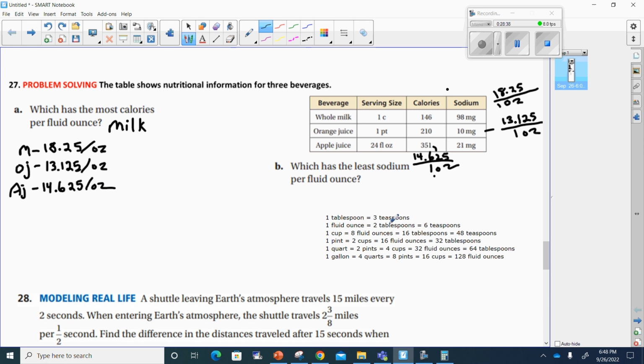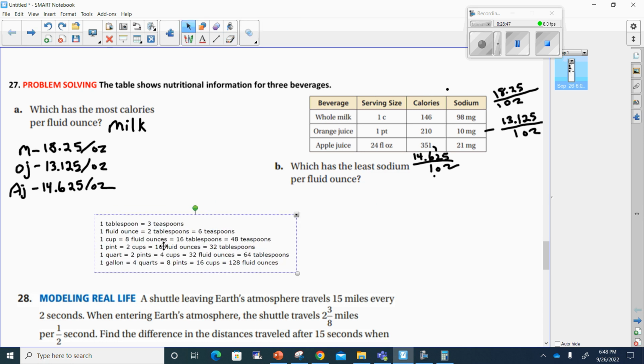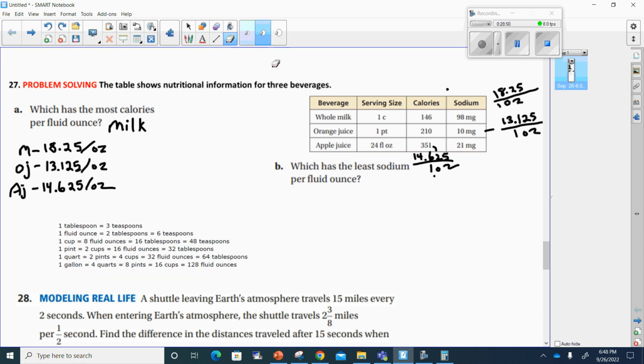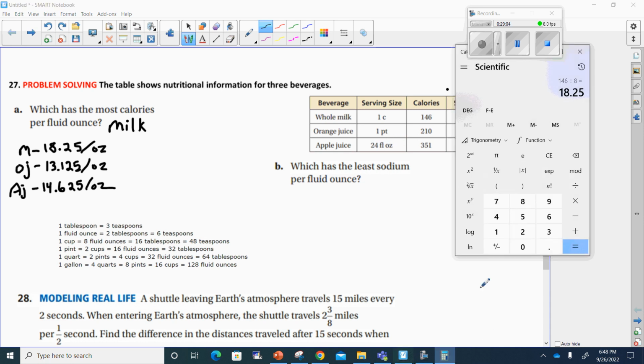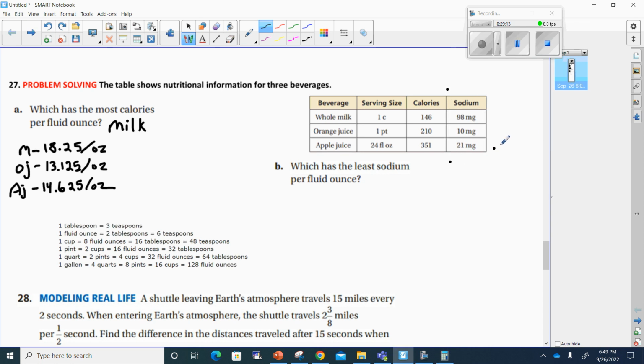All right, and then I'm looking over here at which has the least sodium. Oh boy. Okay, so I'm going to move my chart again and erase all this. Now I'm going to look for the least sodium. Before it was the most, now I'm looking for the smallest amount. Once again, I'm looking for everything in ounces. So I have to take 21 and divide it by 24. And that's 0.875 milligrams per ounce.